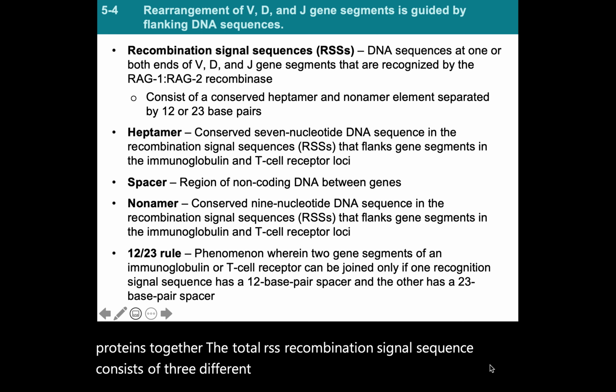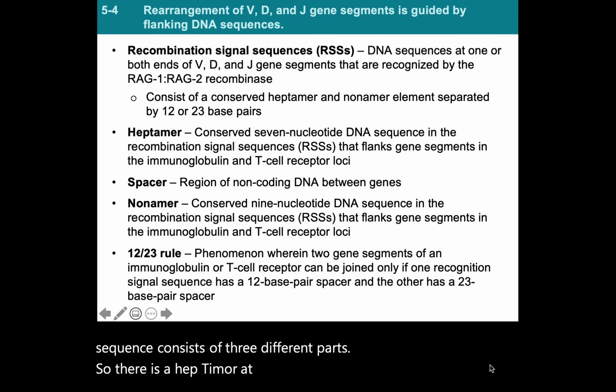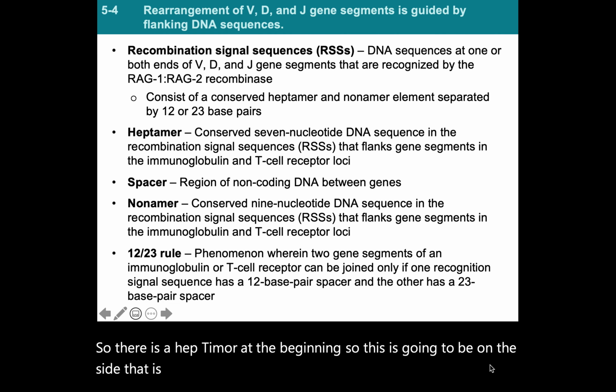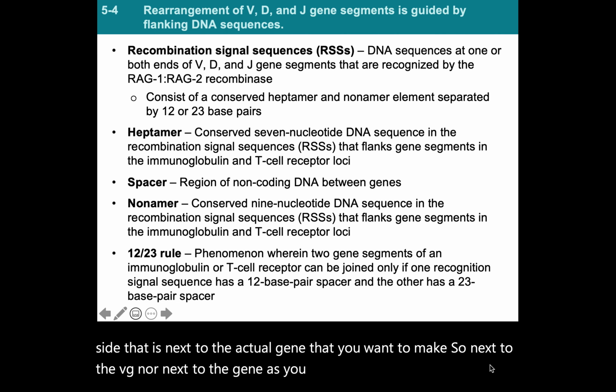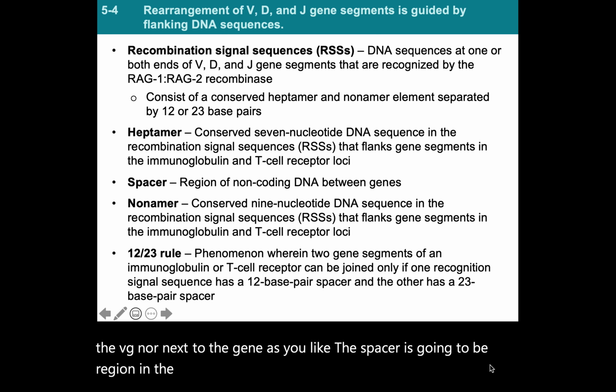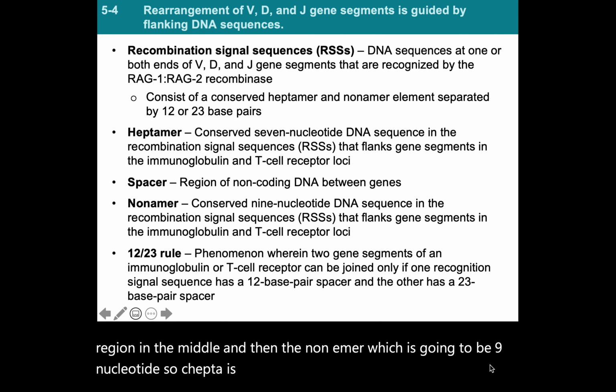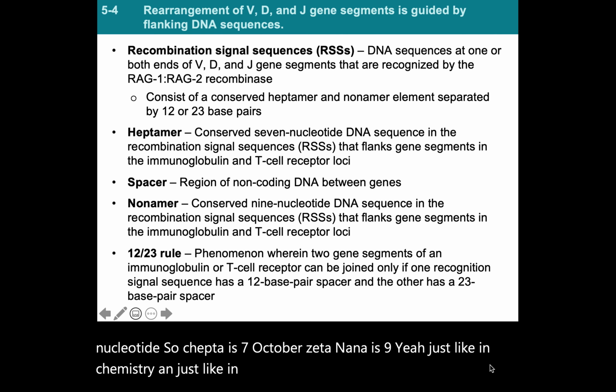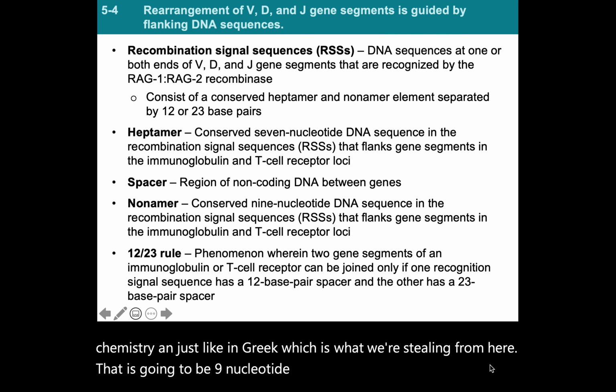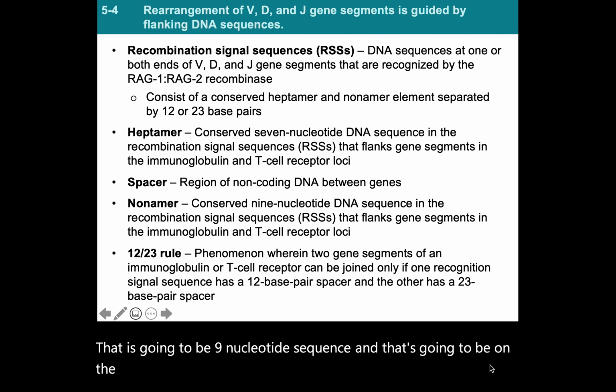So there is a heptamer at the beginning. This is going to be on the side that is next to the actual gene that you want to make, so next to the V gene or next to the D gene, as you like. The spacer is going to be a region in the middle, and then the nonomer, which is going to be 9 nucleotides. So hepta is 7, octo is 8, nona is 9, just like in chemistry, and just like in Greek, which is what we're stealing from here. That's going to be a 9 nucleotide sequence, and that's going to be on the far side, so farther away from the gene that we're talking about.